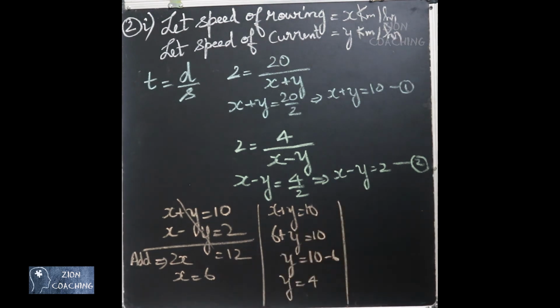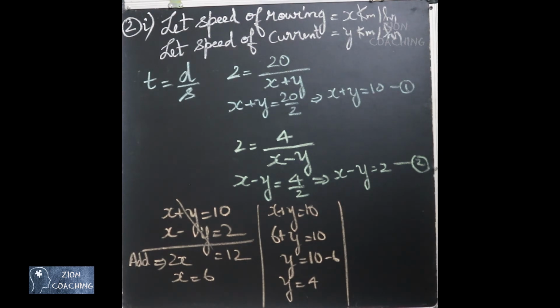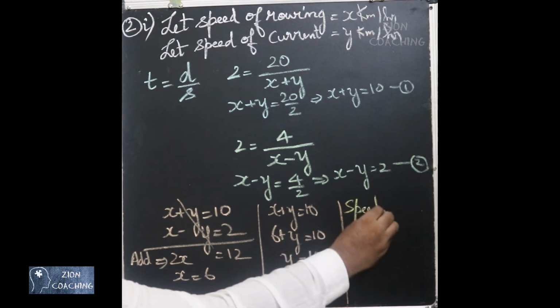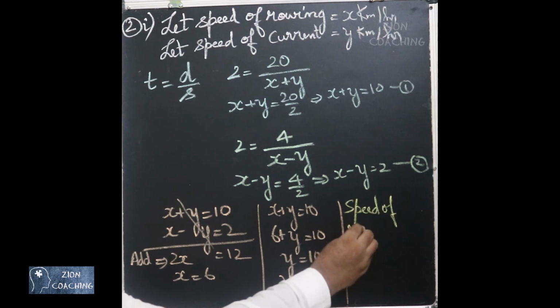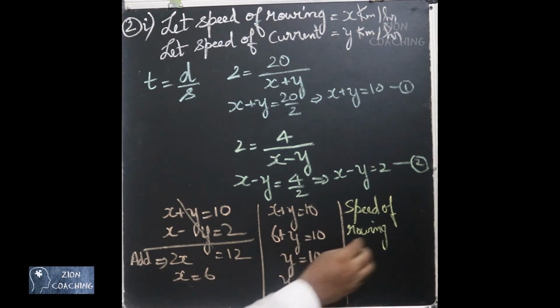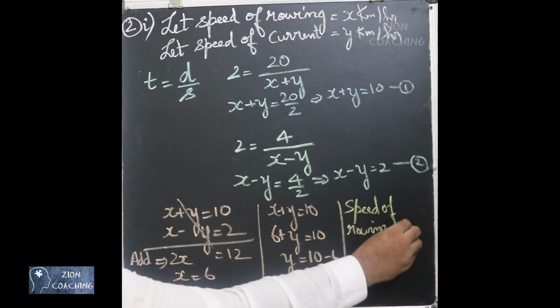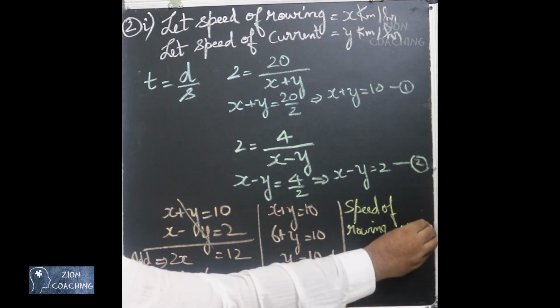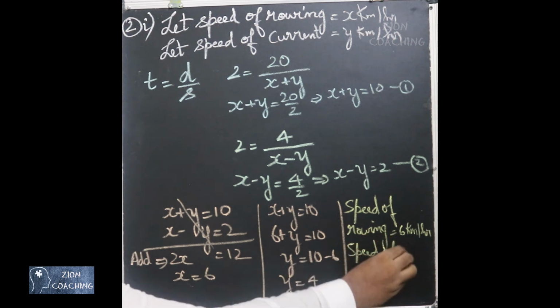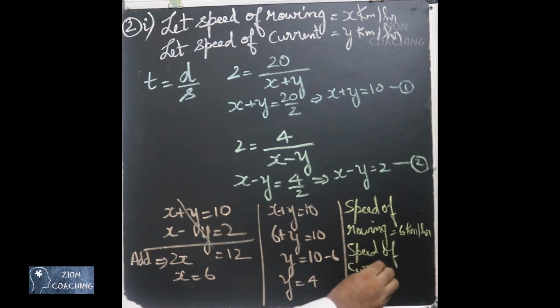Now we have found both the answers. The answers are, let us write the answers. Speed of rowing: we have assumed as x kilometer per hour. So the answer is going to be 6 kilometer per hour. And speed of current, that is the speed of the water which is flowing in the river, we have assumed as y. We have found y is equal to 4. The speed of the current is going to be 4 km per hour.